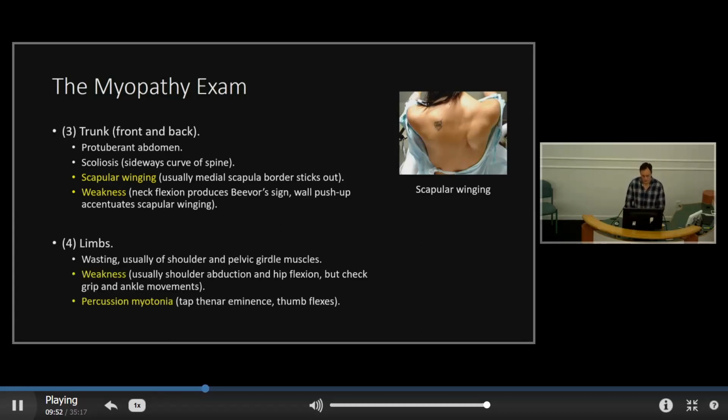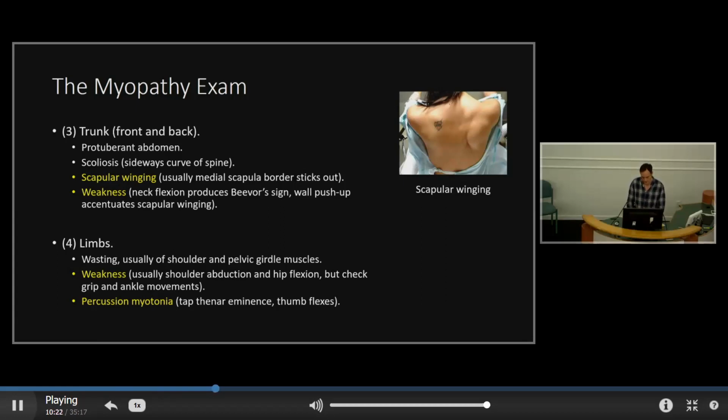Limbs. So I go to limbs towards the end of the myopathy exam. Always look for wasting. Specifically look for wasting. If you don't look for it, you will probably miss it. And it should affect the shoulder and pelvic girdle muscles more, but it can affect distal muscles in some myopathies too. In terms of weakness, you want to focus on shoulder abduction and hip flexion. It's also good to check distal power. Again, some myopathies affect power distally, but make sure you check the proximal muscles very carefully.